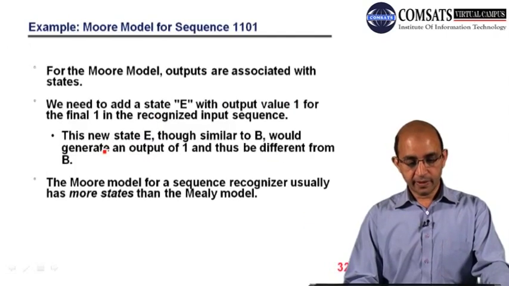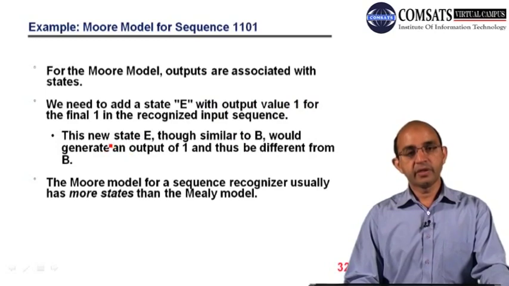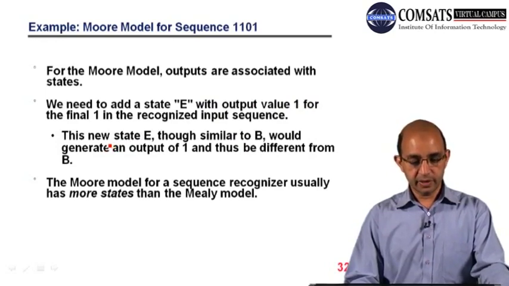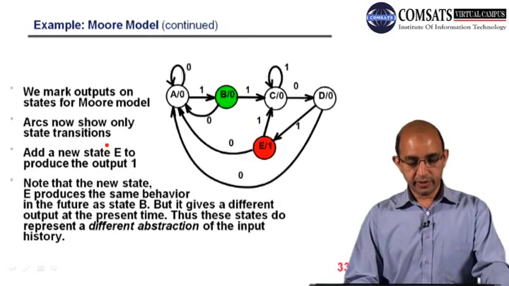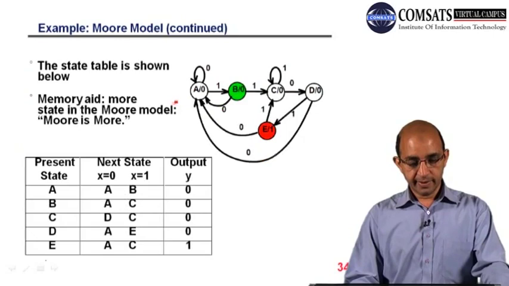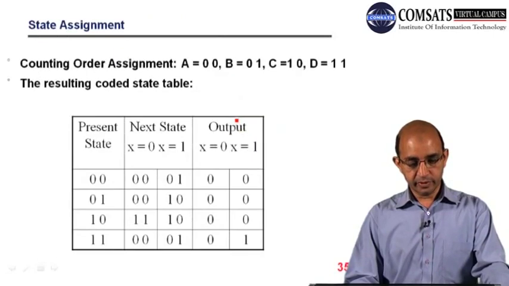Now we have to identify the type of the machine, either Moore machine or Mealy machine. Here you can see that this is a sort of Moore model, because the output is dependent on the current state only. So this is a sort of Moore model.